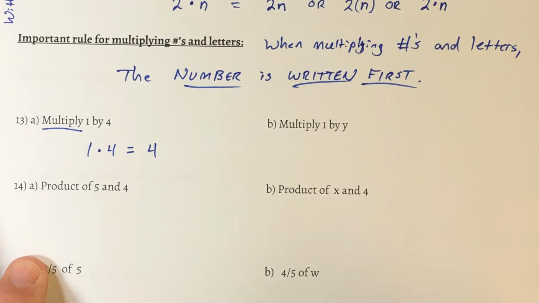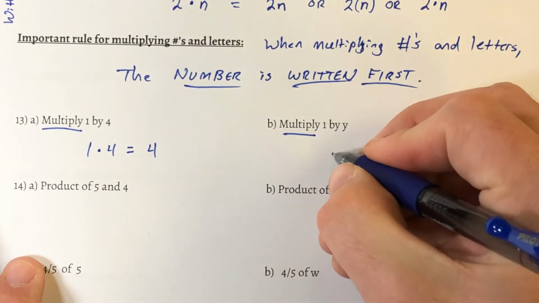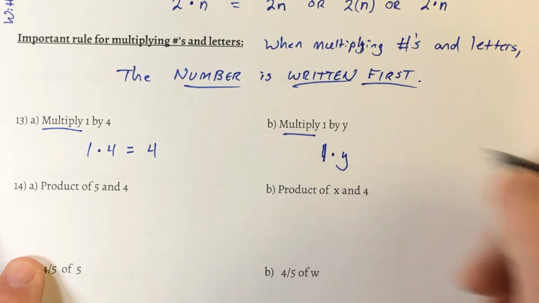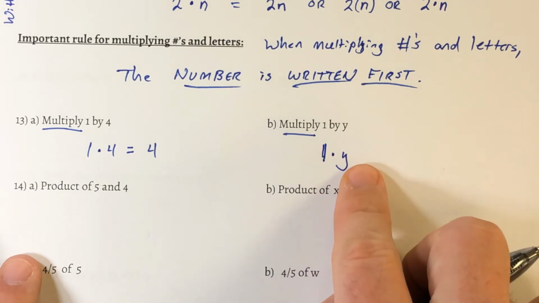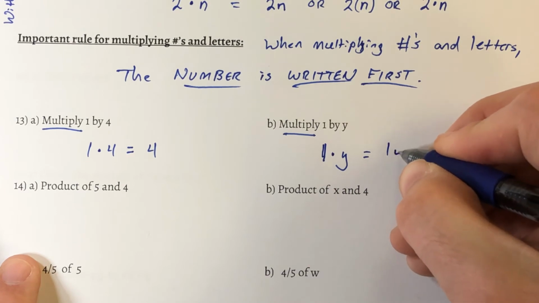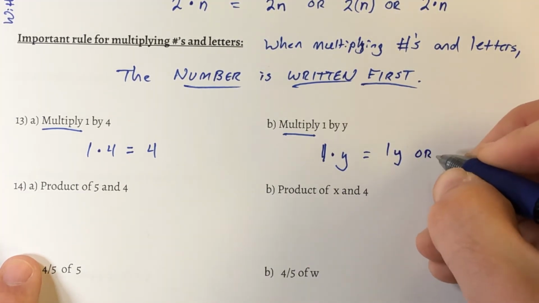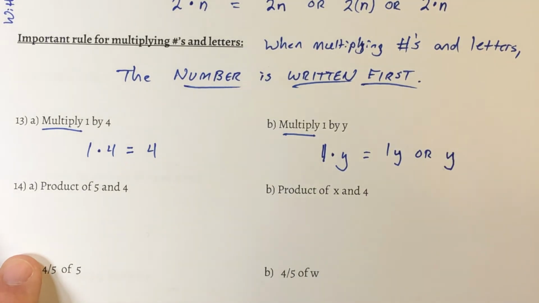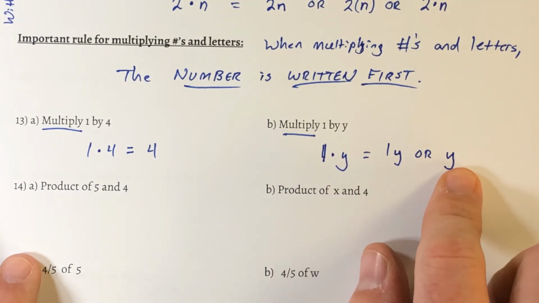Let's try that with letters. Multiply 1 by y. So again, multiply. I'm going to multiply 1 and y. What is 1 times y, or one group of y? Well, I could say one group of y is 1y, or the most preferred is simply y. If I only have one group of y, that's all I have, is y.